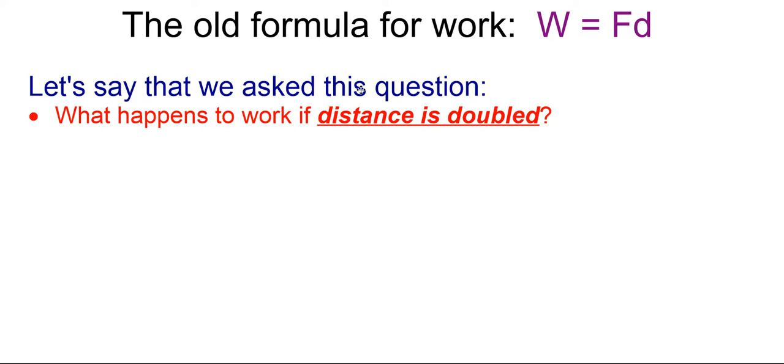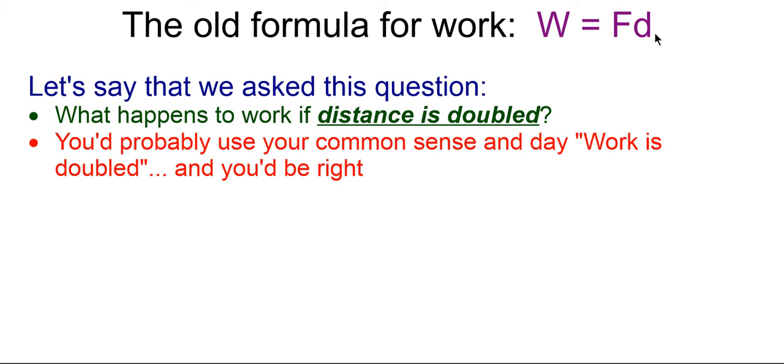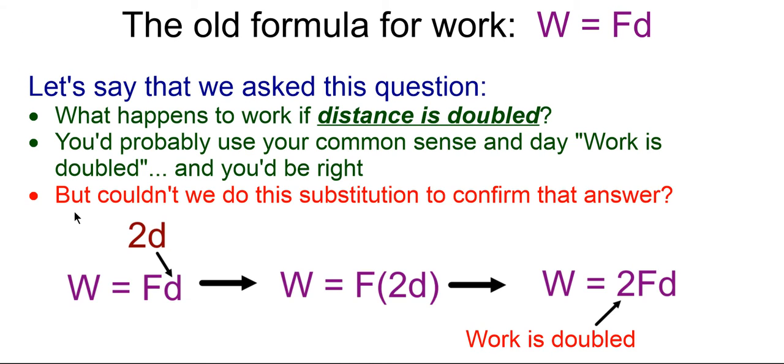Now, let's say we ask this question. What happens to work if we double the distance? You'll probably use common sense and just say, well, if I double that, then work is doubled, right? But here's a substitution you probably did in your head, and maybe didn't even notice. You had D here before. Now we're saying it's doubled. You probably in your head substituted 2D. See what we did? It was D, now it's 2D. Now our formula looks like this: F times 2D. We're going to bring the 2 out front, and look, just as your intuition told you, work is doubled. But we're proving that via that substitution.